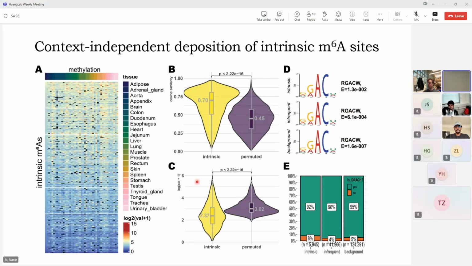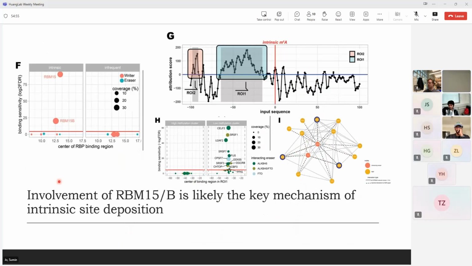So the next question is, okay, the main methyltransferase will methylate these sites, but why only the intrinsic sites are methylated across all tissues, and why do some have higher methylation versus some having low methylation, even though the same methyl 3 and methyl 14 complex will methylate these sites? So we expanded our analysis to the neighboring cofactors that are known to help the methyltransferase complex to methylate or demethylate those sites.